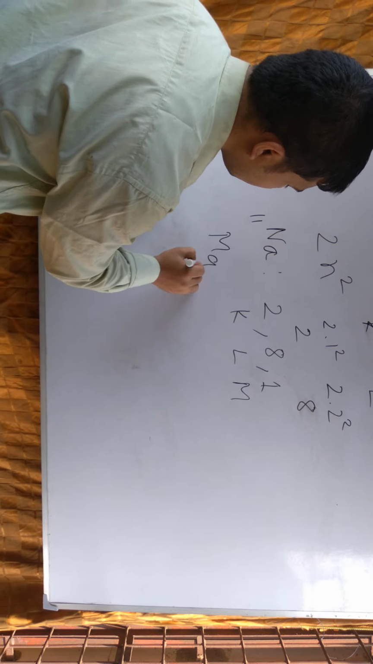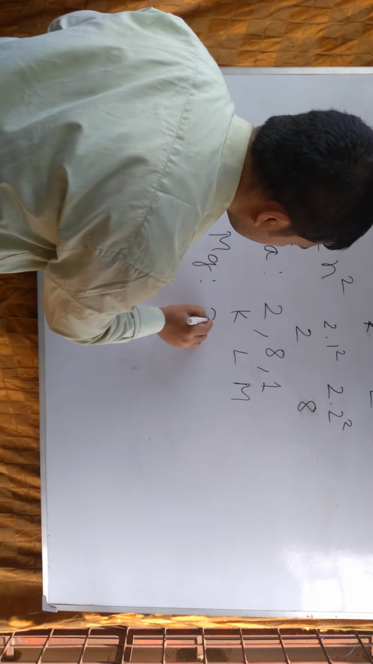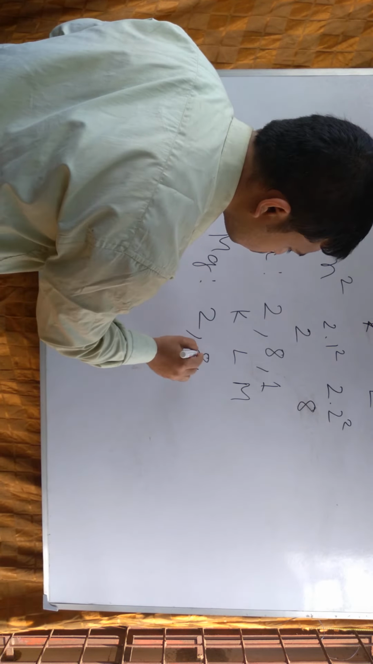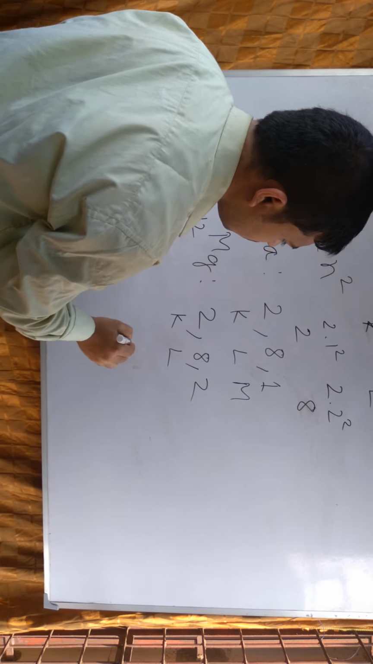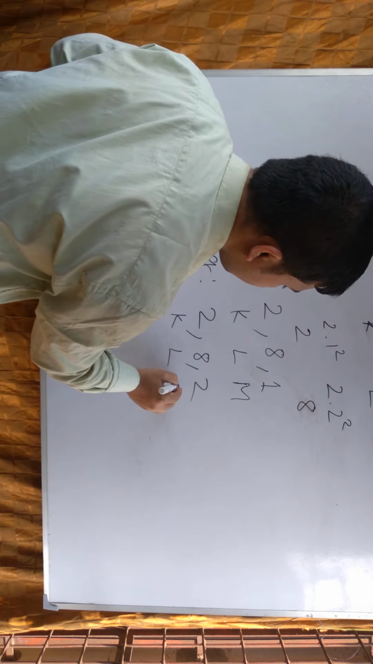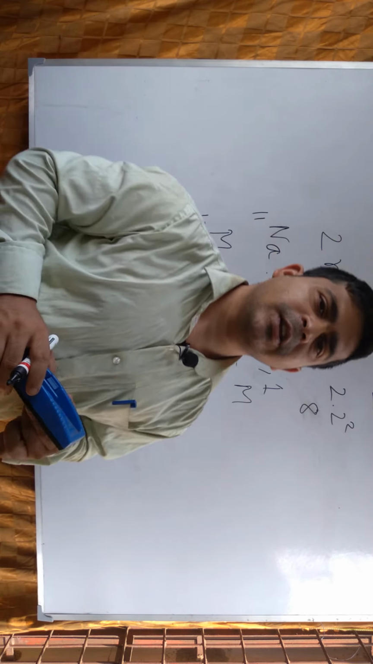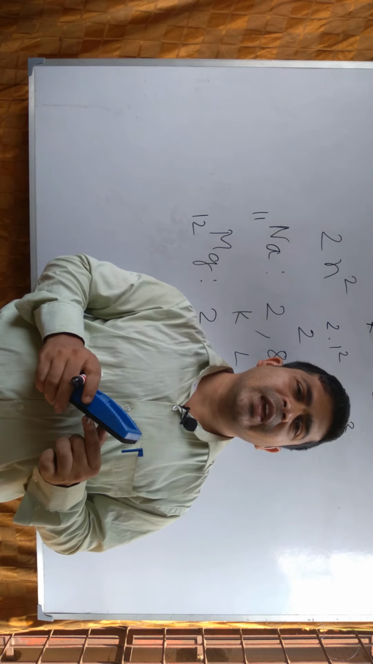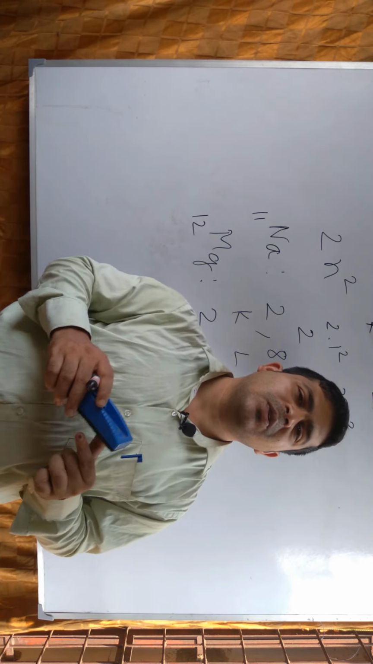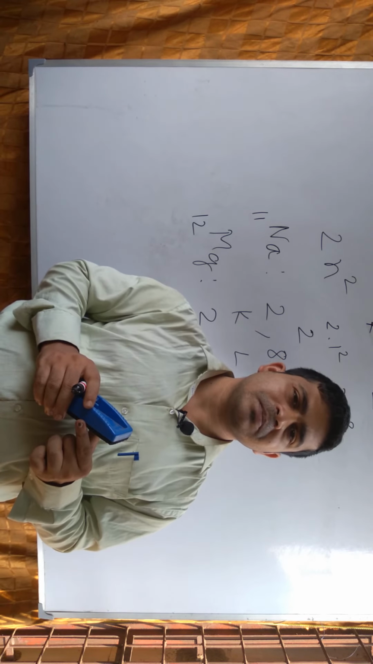Similarly, we can take another example: magnesium, atomic number 12. We can write the electronic configuration as 2, 8, 2. Two electrons are present in the K shell, 8 electrons in the L shell and 2 electrons in the M shell. So this is the process of writing electronic configuration by the shell system. In the shell system, K, L, M, N, the electrons are distributed according to the capacity of each shell.